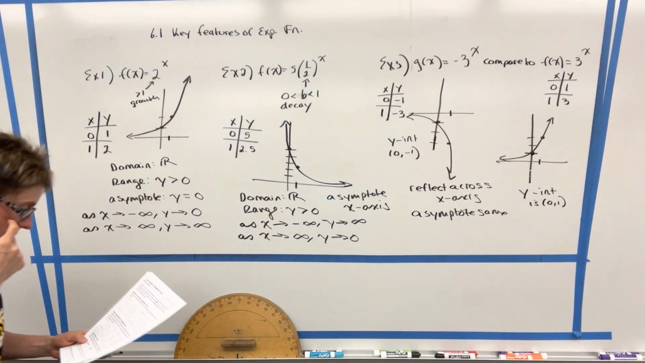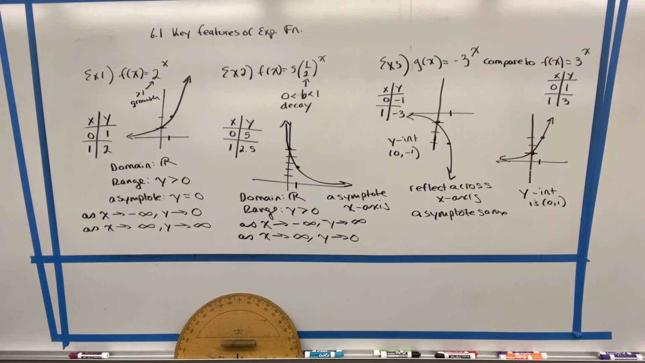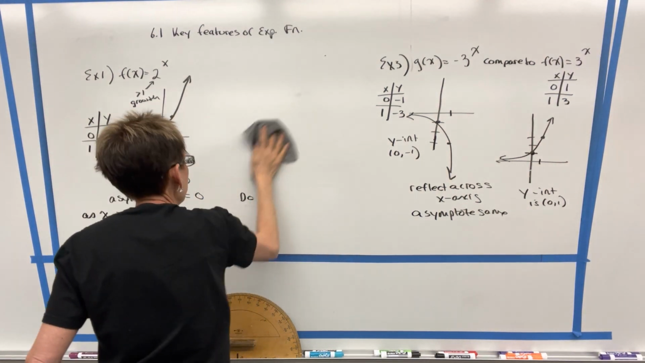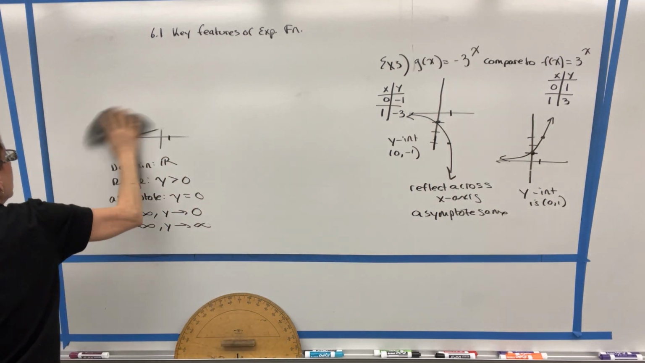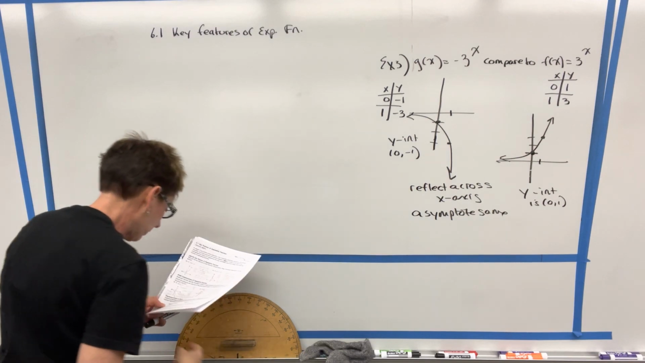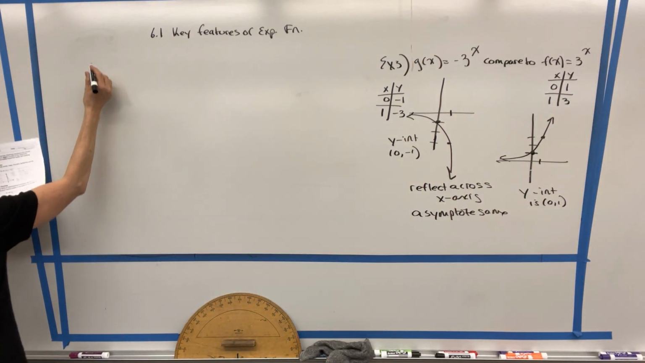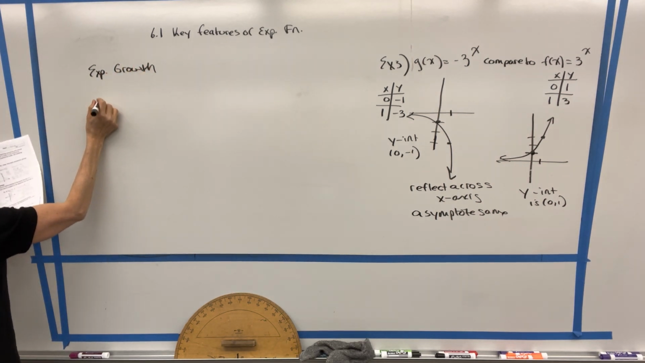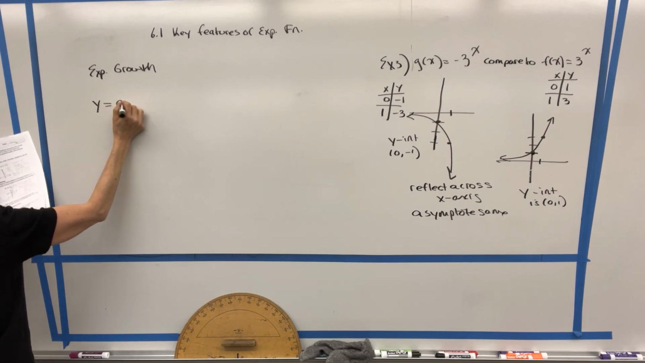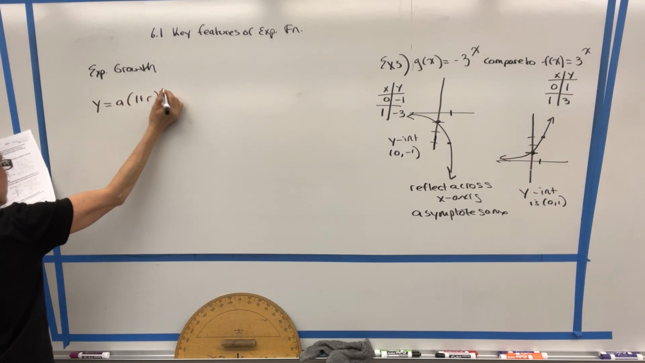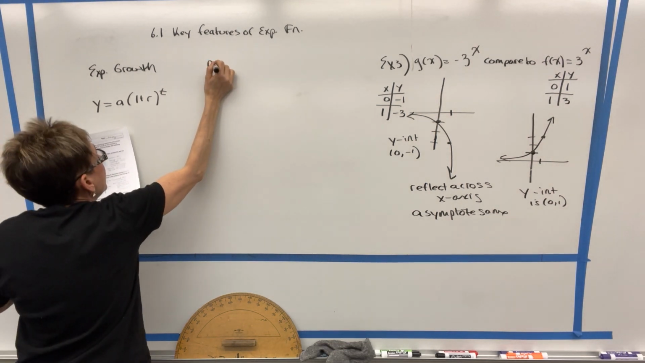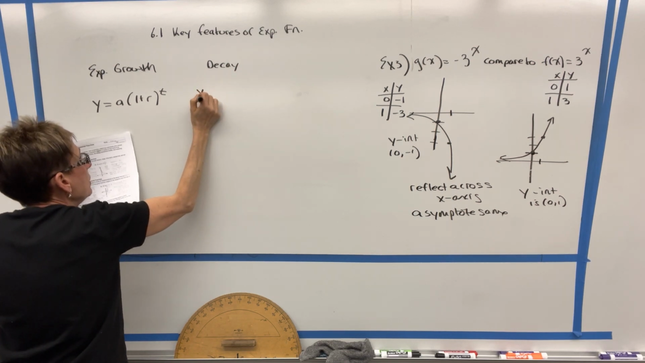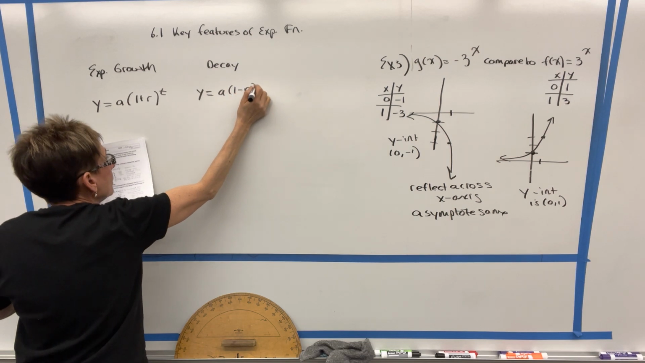All right, I do want to go over 2 basic growth and decay functions. They are often used to calculate numbers with financial matters or population. So let's talk about those. With exponential growth, most of our exponential growth functions can be written in the form y equals a times (1 plus r) to the power of t. And for decay, we would write it as y equals a times (1 minus r) to the power of t.